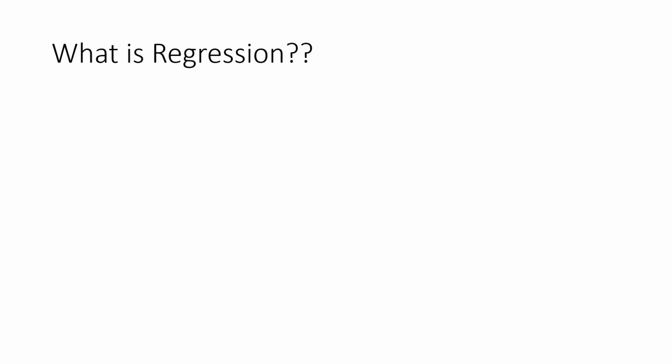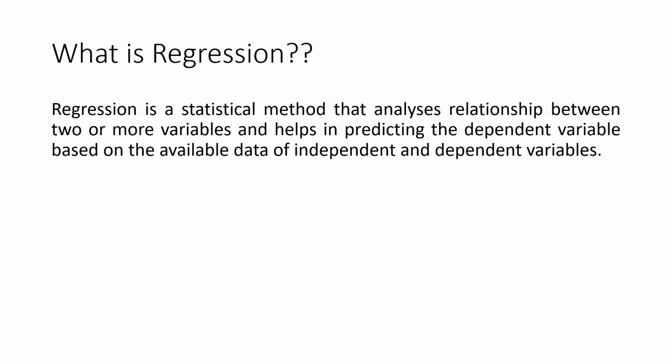Here is the basic definition of regression. Regression is a statistical method that analyzes the relationship between two or more variables and helps in predicting the dependent variable based on the available data of independent and dependent variables. So what we do in regression is that first we identify the relationship between variables, and using that relationship we can predict the dependent variable for future data.